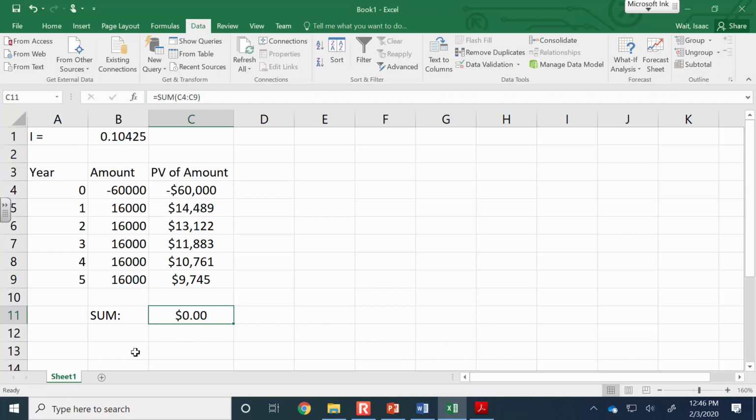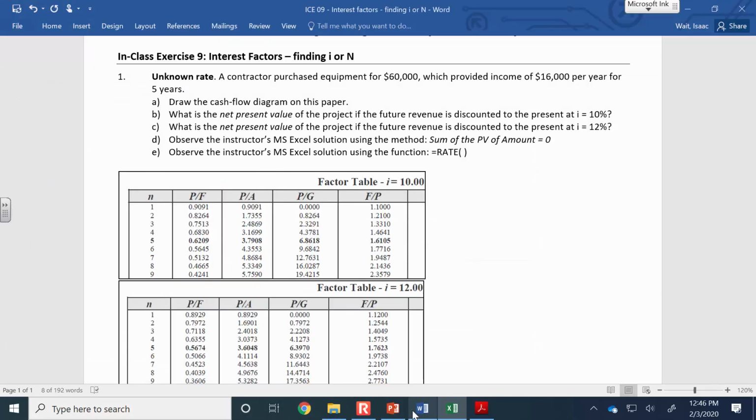There's one more function I want to show you. You know, there's always an easier way with Excel. There's always an easier way. The thing that I did is good for us to see the individual contribution of each year. But if all we really want to know is the rate, then we can use the function that's called the rate function. So let me show you how to use the rate function.